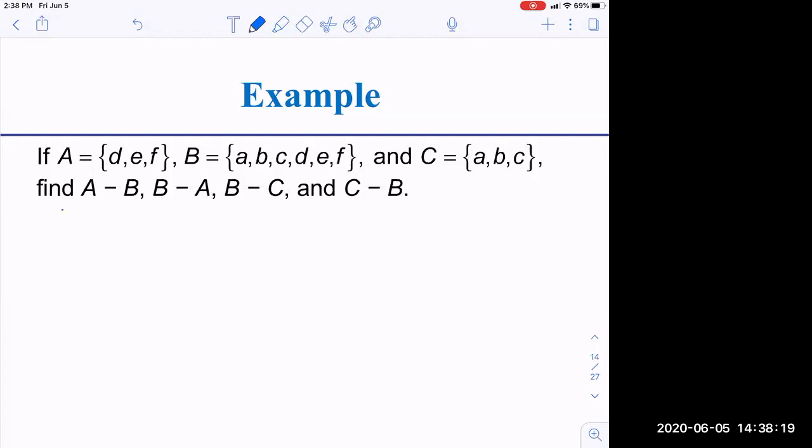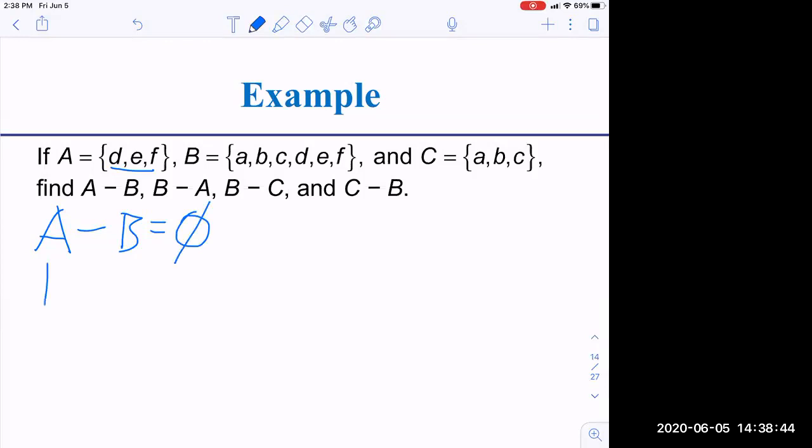Well, let's find the set difference between A and B. Here's A, which is D, E, F. Is there anything in A that's not in B? No, because A is a subset of B, so this is the null set.